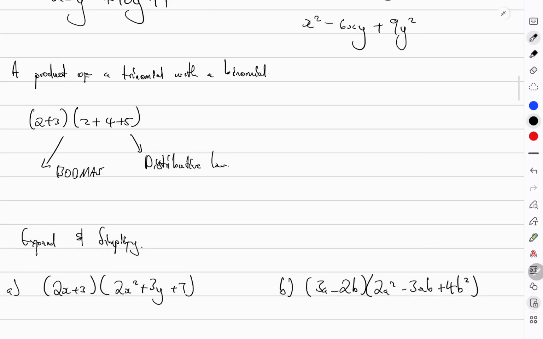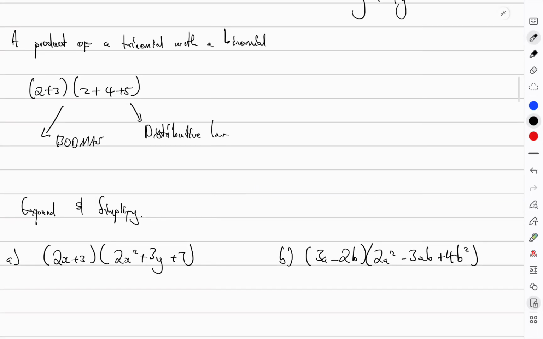Right, then we have a product of a trinomial with a binomial. Trinomial means we are having 3 terms. Binomial, we are having 2 terms. Monomial, we are having 1 term. Let us see. We are going to use BODMAS and the distributive law. Let us start with BODMAS.